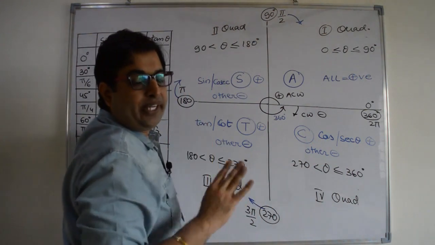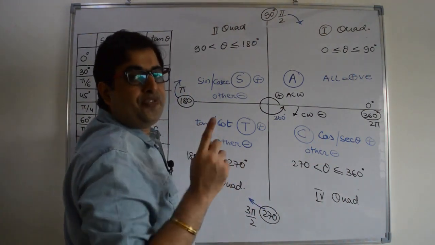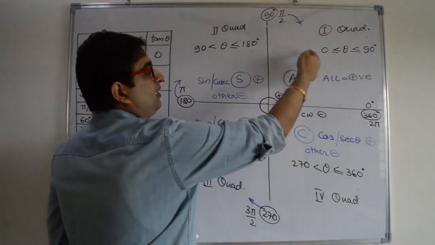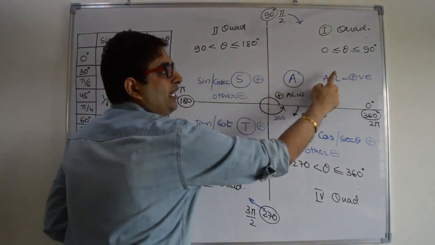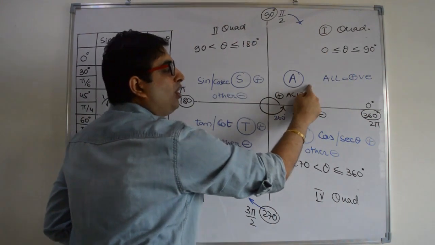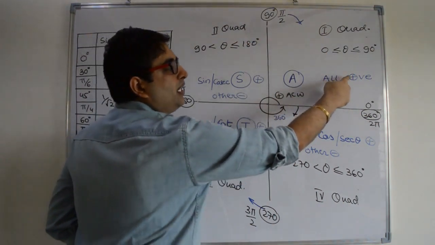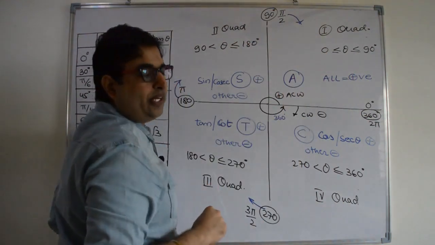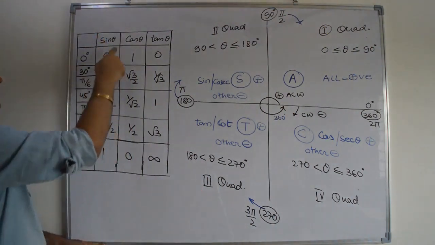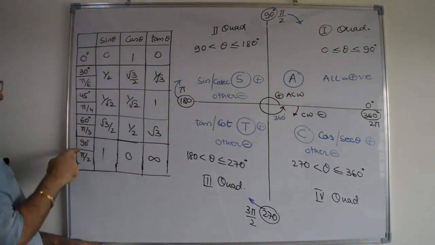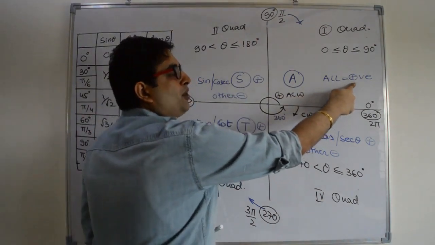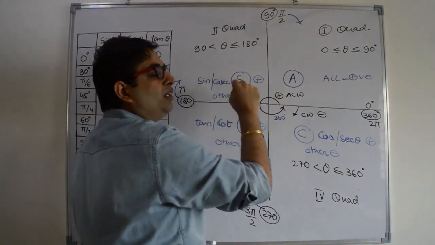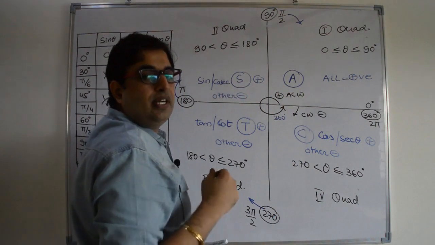So there are 4 equal quadrants, each of 90 degree, and these angles are shown here. In the first quadrant, the angle is 0 to 90 and all the trigonometric quantities are positive in this quadrant. You can check sin theta, cos theta, all from 0 to 90 they are positive. So A is representing all trigonometric quantities are positive.